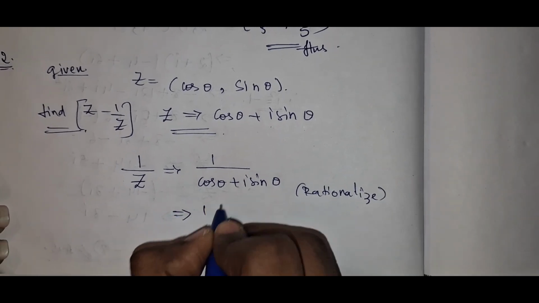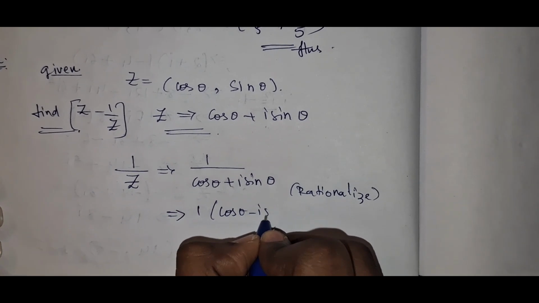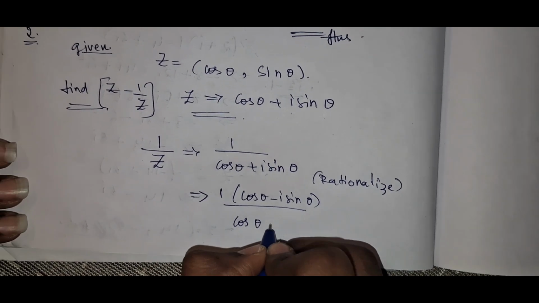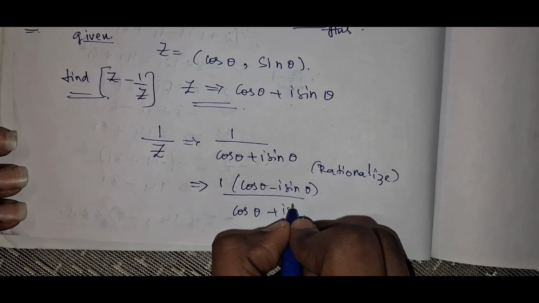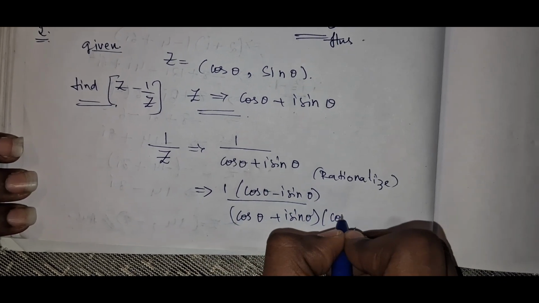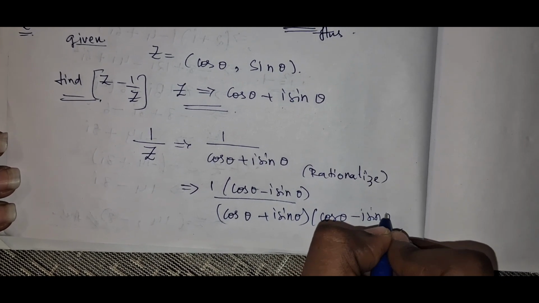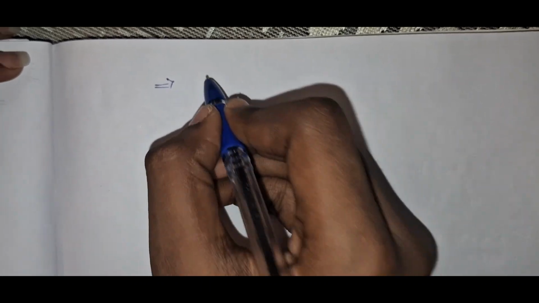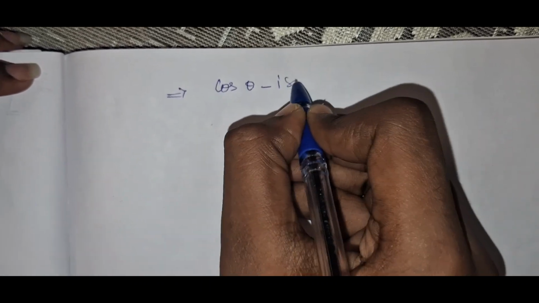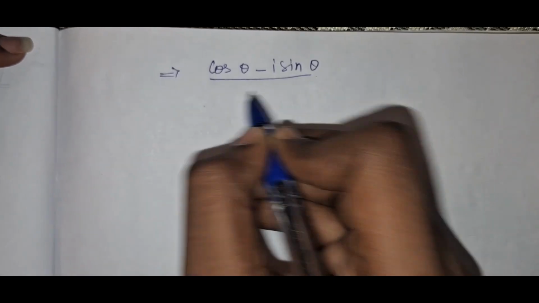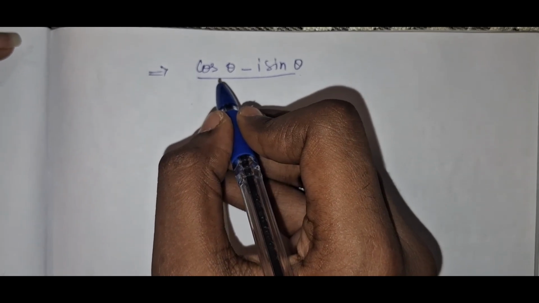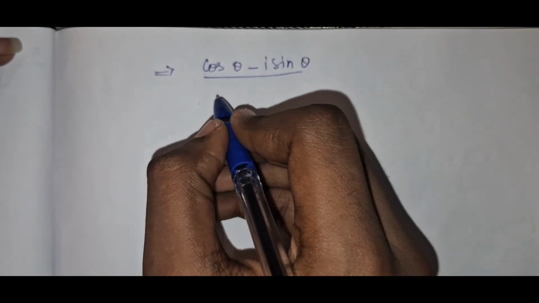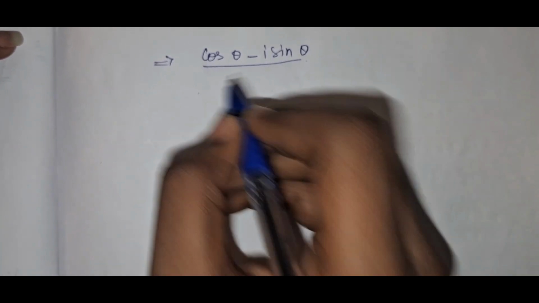If we rationalize, we get 1 into cos theta minus i sin theta by cos theta plus i sin theta into cos theta minus i sin theta, which is equal to cos theta minus i sin theta by cos theta plus i sin theta into cos theta minus i sin theta. That is in the form of a plus b into a minus b, which is nothing but a square minus b square.